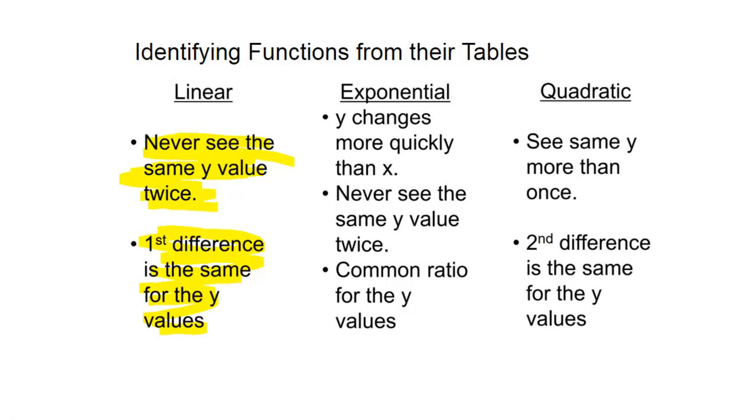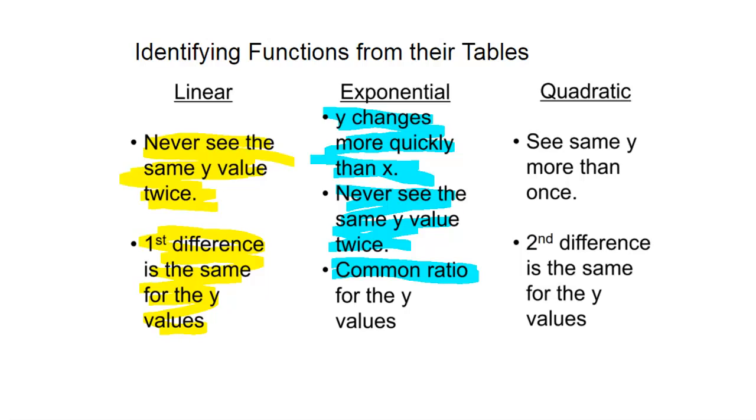The exponential now is a little different. So y changes a lot more quickly. Again, you never see the same y value twice, but the big thing is this common ratio. So we have a common ratio. So we're multiplying each y value as they increase. Either multiplying by 2, or multiplying by 1/2, or multiplying by 4, or whatever it is. They're increasing by a factor or a common ratio instead of just the same difference.